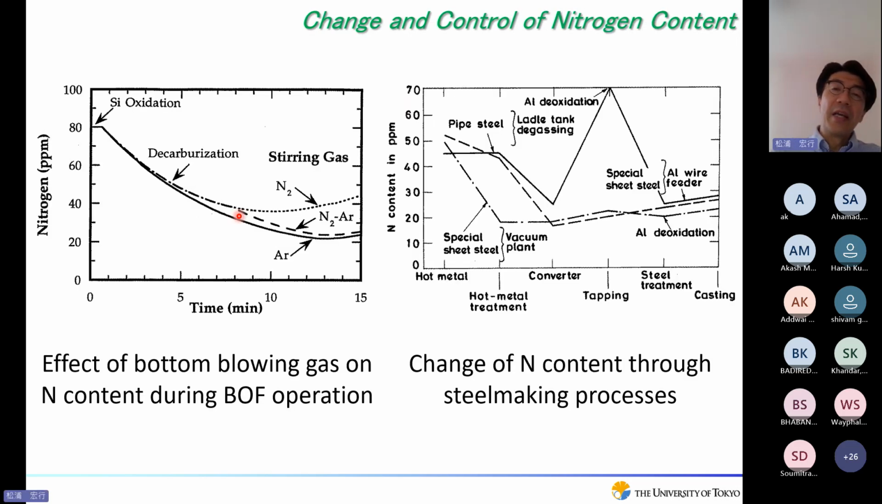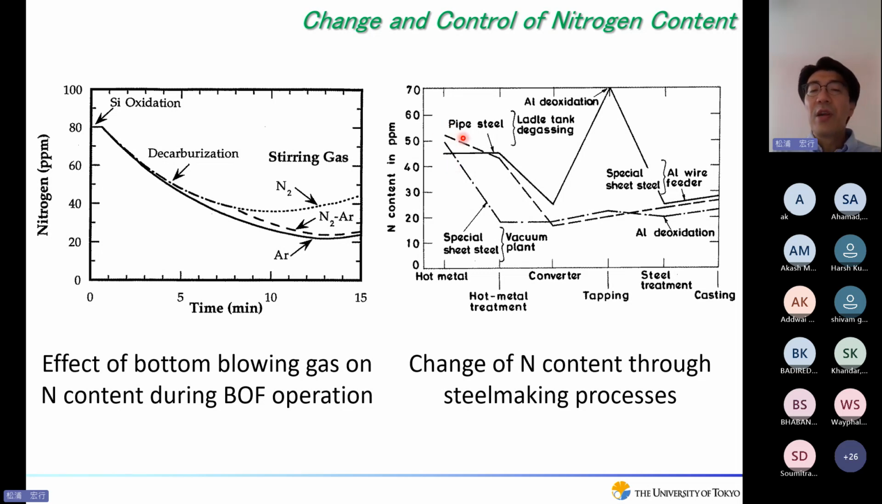This is another case, and you can see the change of the nitrogen content during the refining process. I won't talk about the left side figure, but you can see that the nitrogen content in molten steel will vary like this through the refining process. In the hot metal, normally the nitrogen content is around 50 ppm.